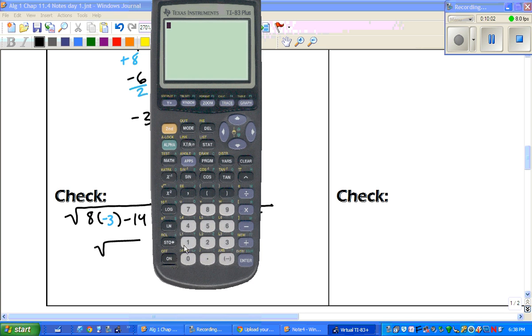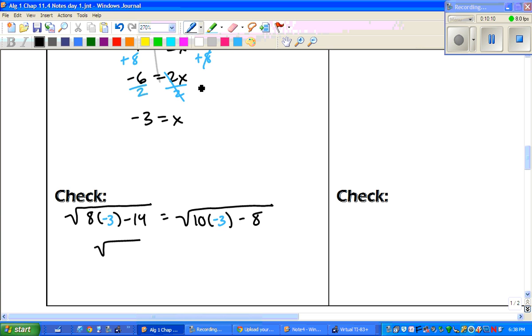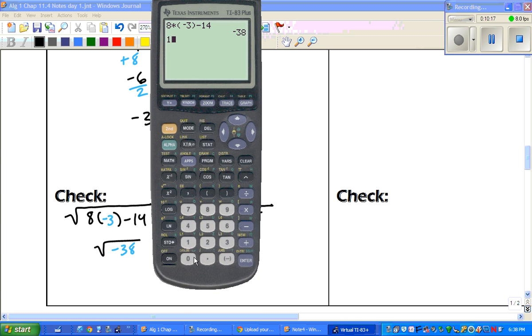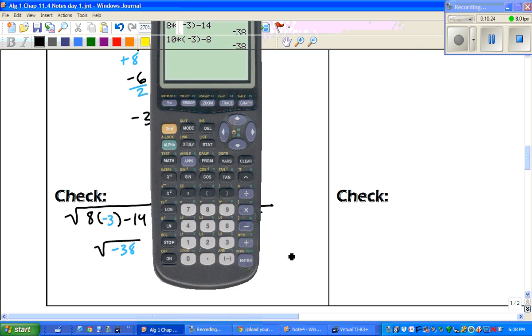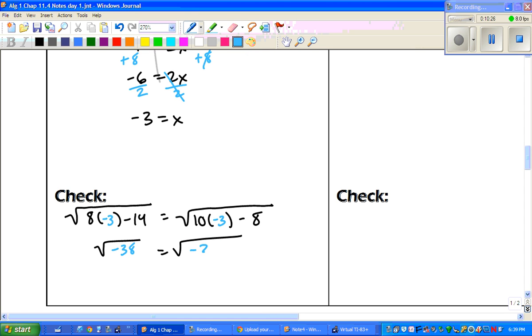Remember, all we're doing is focusing on what is underneath the square root. Negative 38. So only what is underneath. Now, is that a true statement? Yes. Okay. This is a true statement.